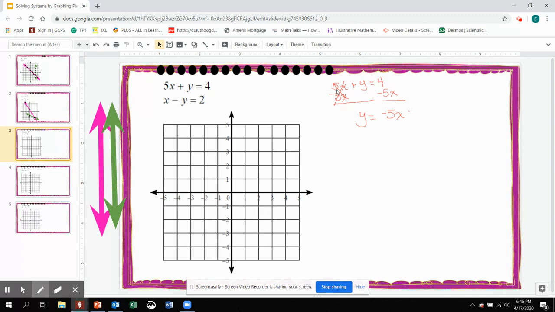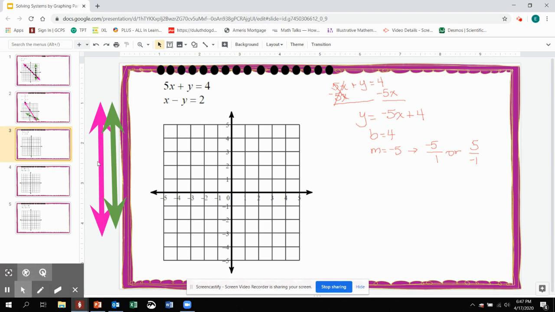Because it's positive, I'm going to write plus 4, and that shows me that that value is positive. Now my y is by itself, and now this looks like an equation that you know how to graph. So again, we start with our y-intercept, which is plus 4 or positive 4. Then we use our slope. In this case, it's negative 5. But I need to remember that slope needs to be in the form rise over run. So if it's negative 5, I can put that over 1. That's the same as saying positive 5 over negative 1.